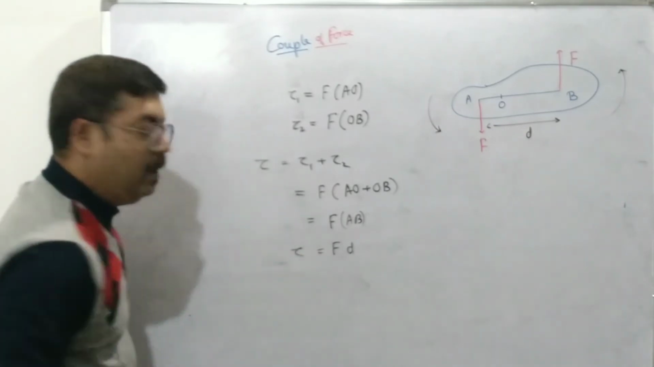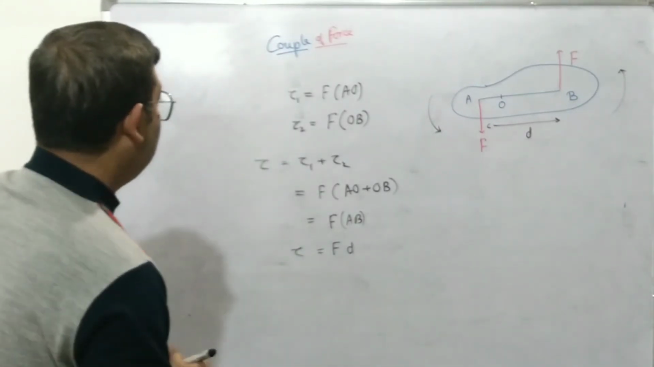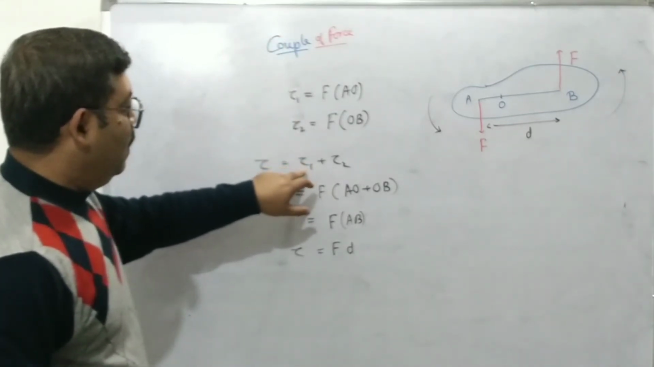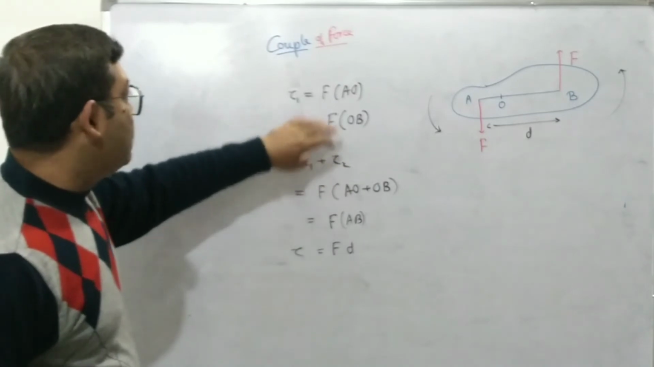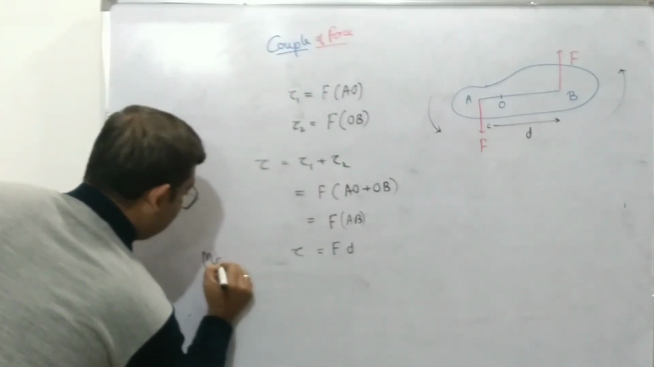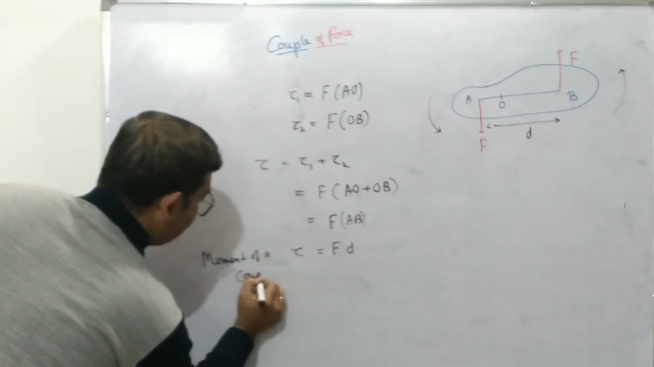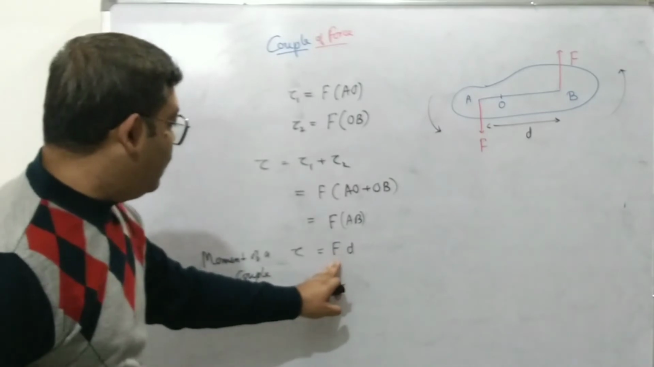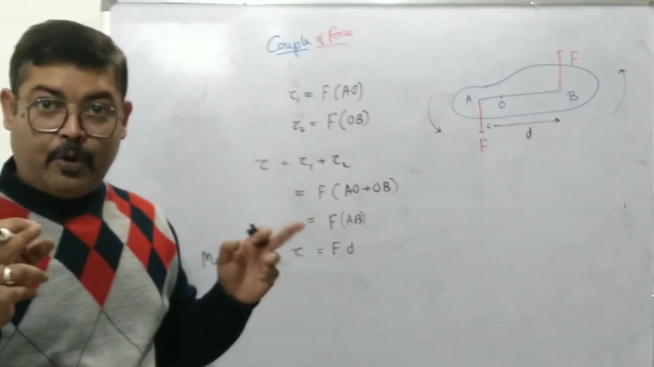So tau will be the moment of a couple. This is the moment of the first force, this is the moment of the second force. Their sum is the moment of the couple, of both the forces. So the moment of a couple is equal to force into the distance between the points of application.